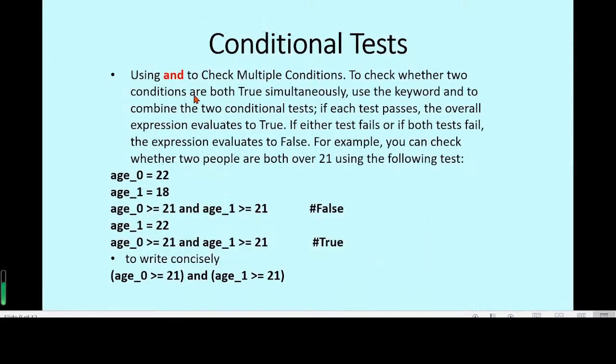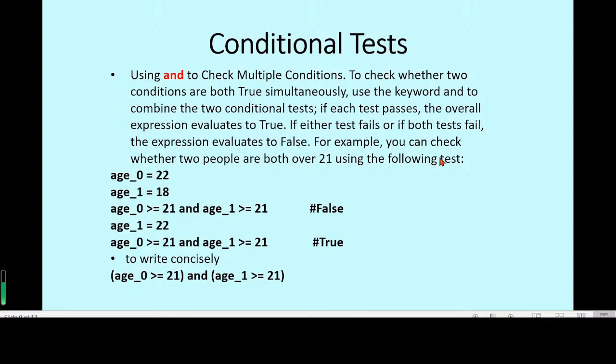And you can use AND to check multiple conditions. To check whether two conditions are both true simultaneously, you can use the keyword AND to combine the two conditional tests. If each test passes, the overall expression evaluates to true. If either test fails or if both tests fail, the expression evaluates to false.